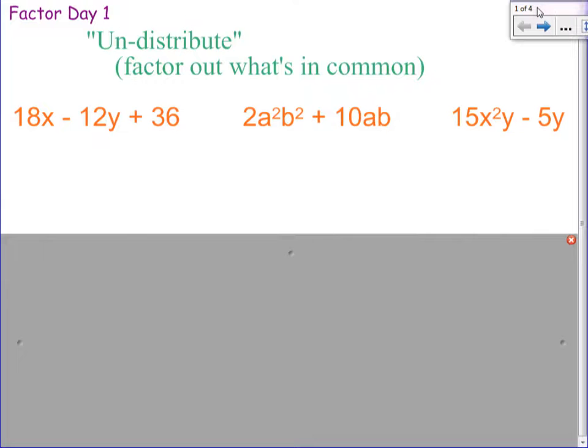So this is similar to what we were looking at yesterday. So we're going to review a little bit. If we undistribute these, or we take out the GCF, what could we take out of these three terms? What's the very most we could take out? Okay, so if we take a 6 out front, what's left?